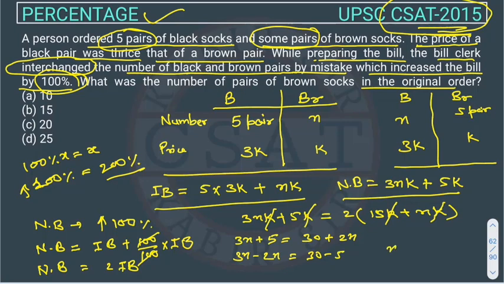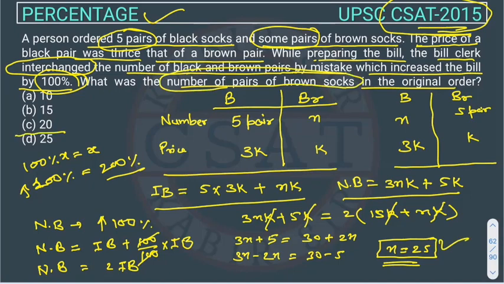So n will be 25. So what is n? The number of pair of brown socks. So what is he asking? The number of pair of brown socks. So we got this, this is 25. So what will be the answer? The answer will be option D, right?